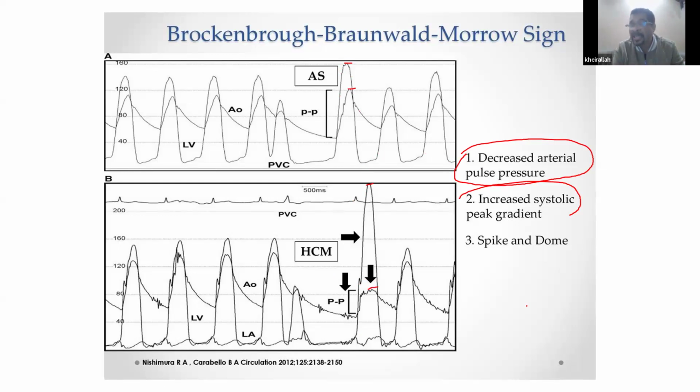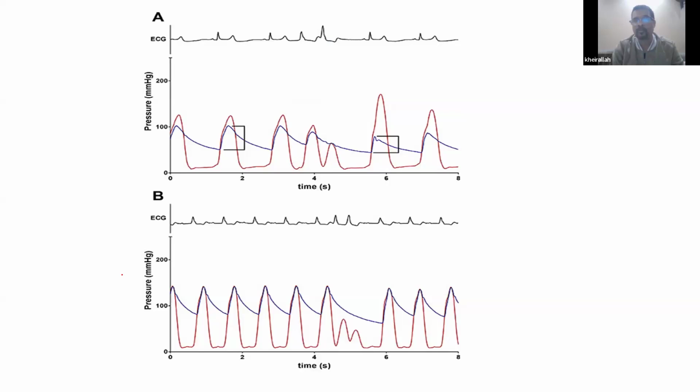The other thing is spike and dome, as the doctor said, which may appear more, especially after the PVC. Look at it here, it looks like spike and dome, but here there is no spike and dome shape. But the most important description of the Brockenbrough-Braunwald-Morrow sign is the decrease of arterial pulse pressure, because if the pulse pressure widens, that is true or fixed aortic stenosis. If it shortens, that is HOCM. This is the basic difference between them.